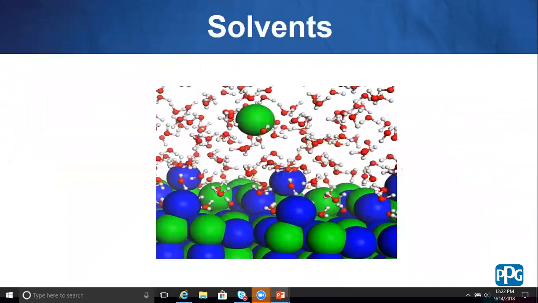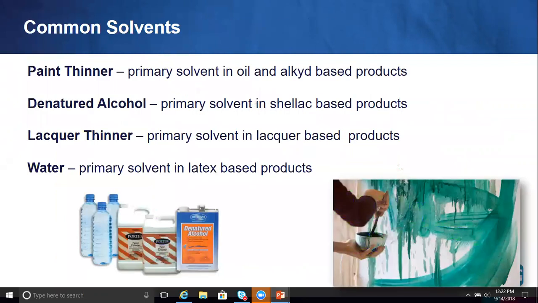So let's talk about the solvents next. The most common solvent, if you're using an oil-based paint, would be paint thinner. That is the basic primary solvent for oil or alkyd-based products. Again, we've had so many VOC restrictions over the years in different parts of the country. And because alkyd products have a tendency to lose their color and sheen outside, we're really moving away from these oil-based products.